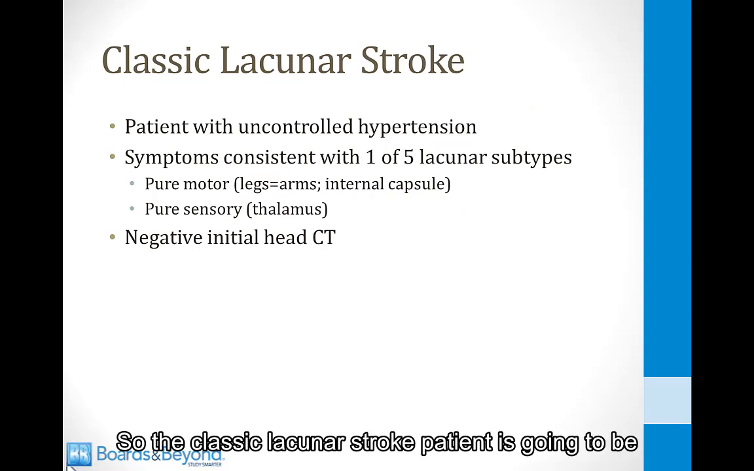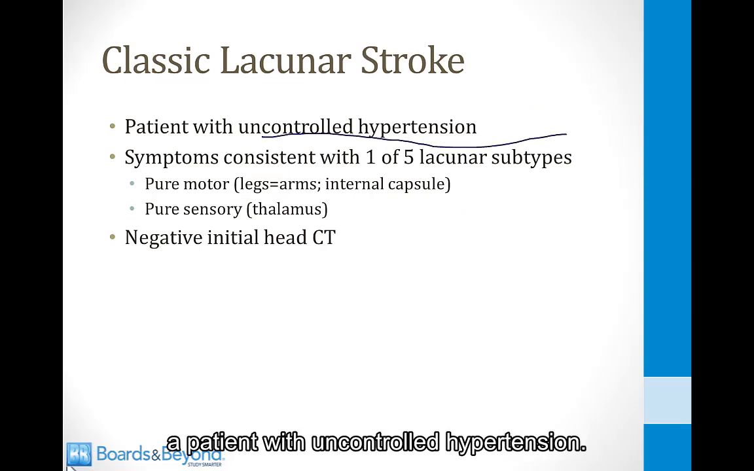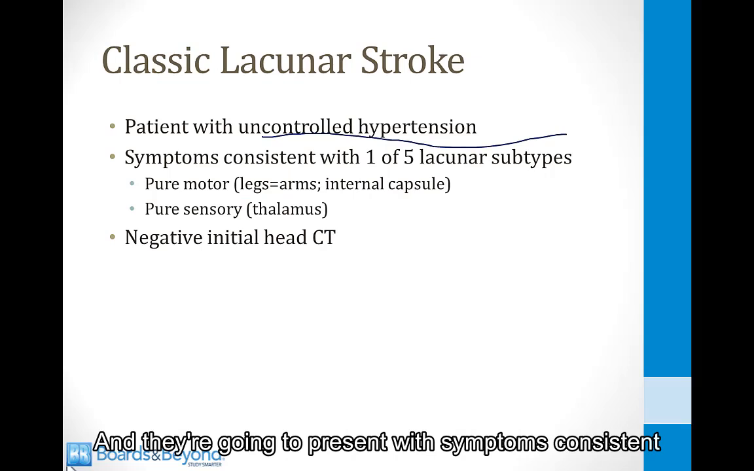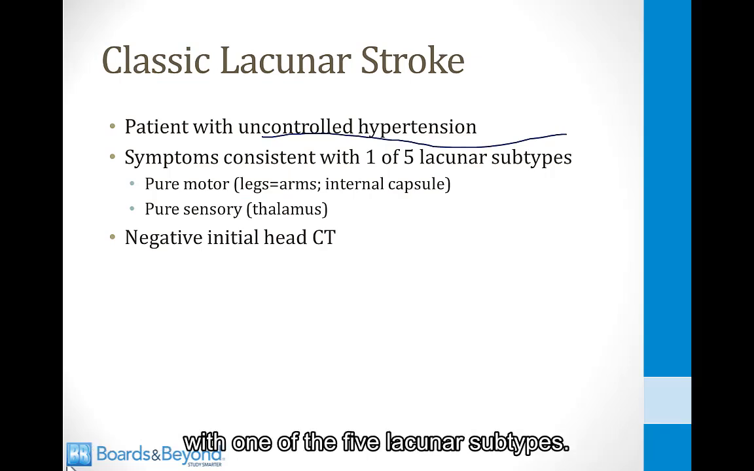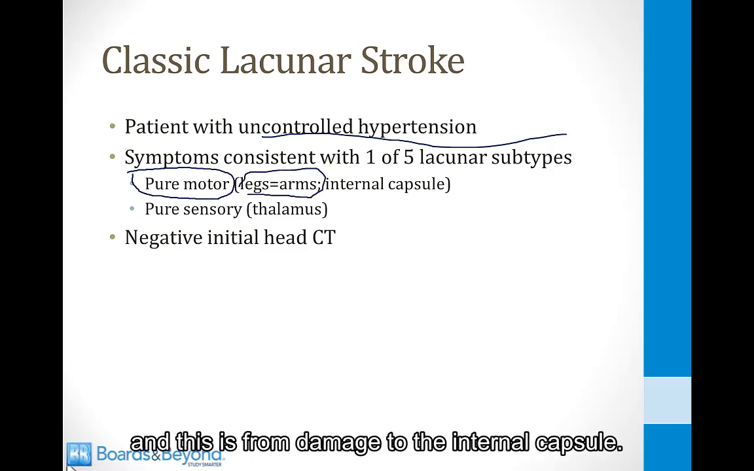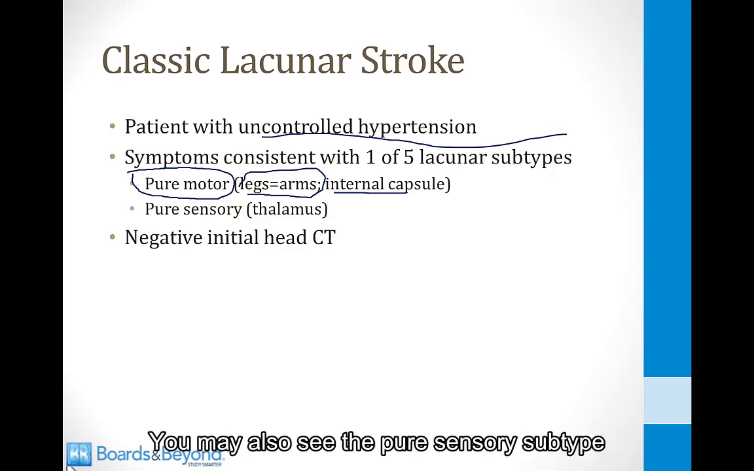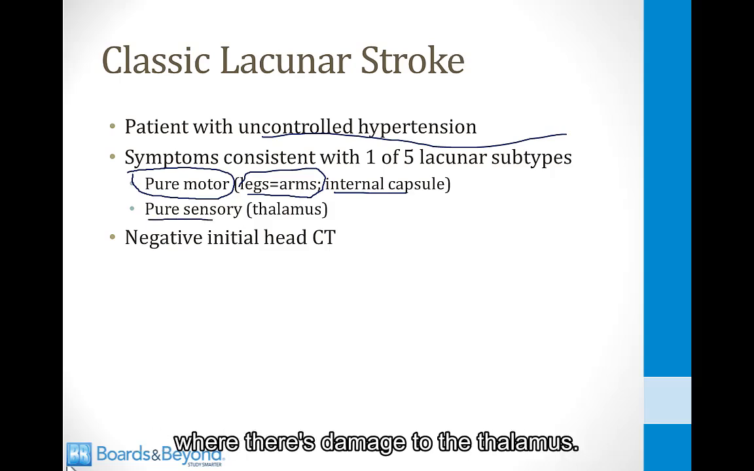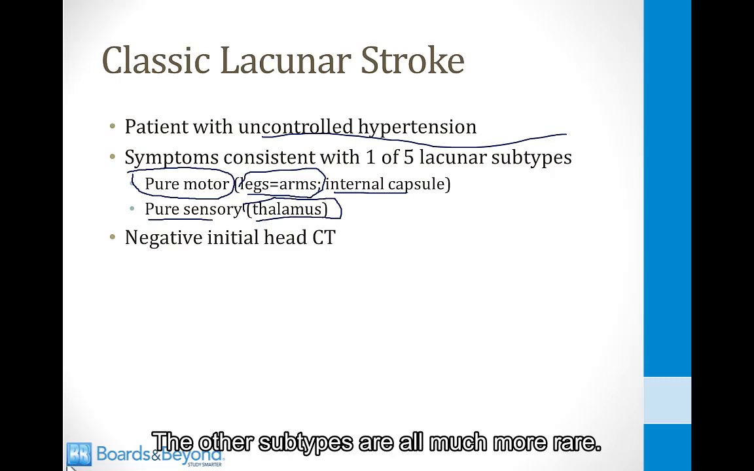The classic lacunar stroke patient is going to be a patient with uncontrolled hypertension, and they're going to present with symptoms consistent with one of the 5 lacunar subtypes. Most likely this will be pure motor because that's the most common type. These patients will have leg and arm dysfunction that's equal, and this is from damage to the internal capsule. You may also see the pure sensory subtype where there's damage to the thalamus. The other subtypes are all much more rare.